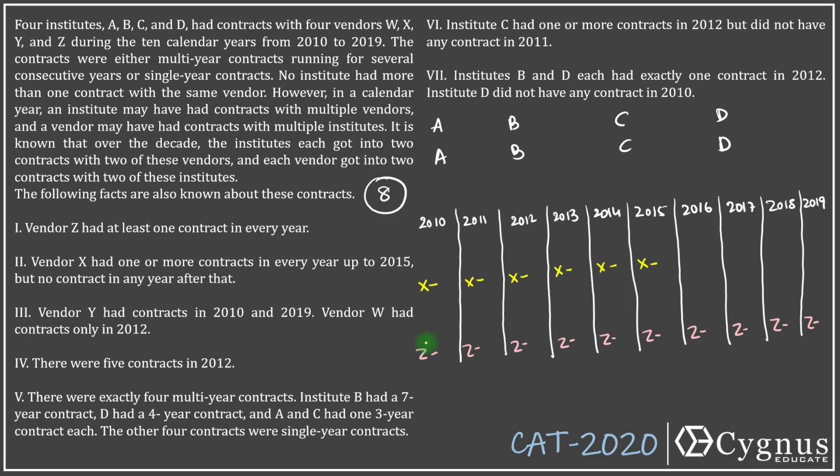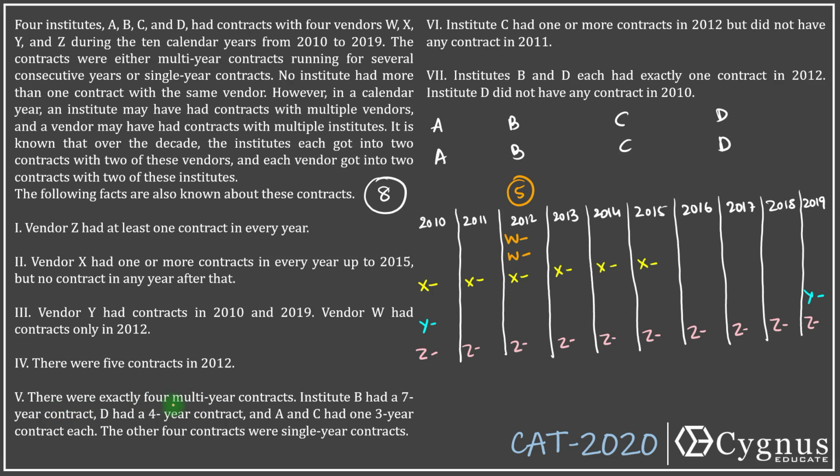Fair enough. So vendor X. Vendor Y had contracts in 2010 and 2019. Vendor W had contracts in only 2012. But vendor W must have had 2 contracts, so I'll put 2 contracts for W here. There were 5 contracts in 2012. There must have been 5 contracts here. I can already see 4 of them: W, W, X, Z. Which means either X repeats or Z repeats here.